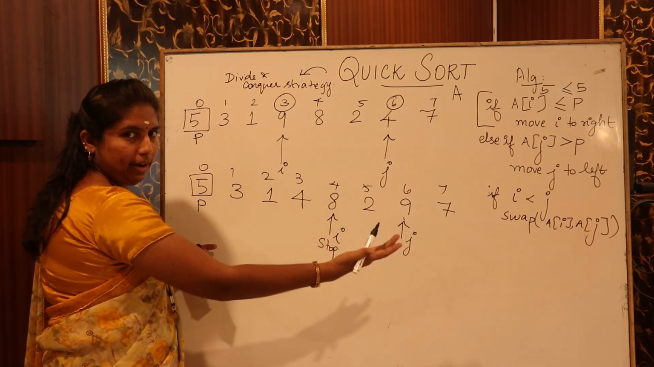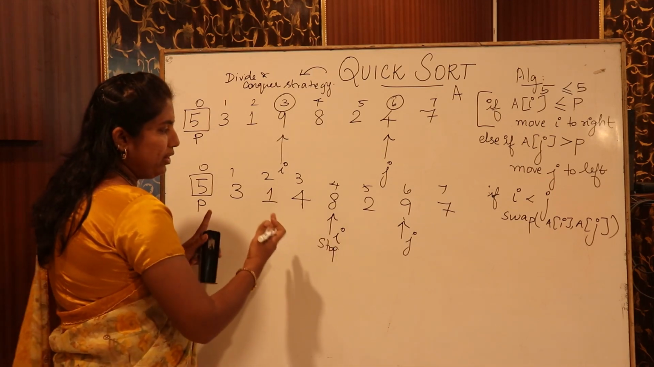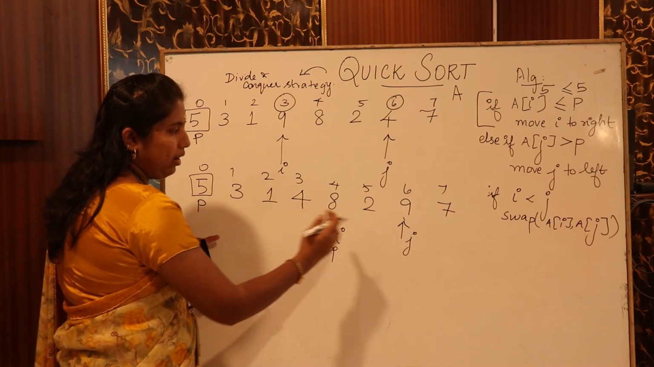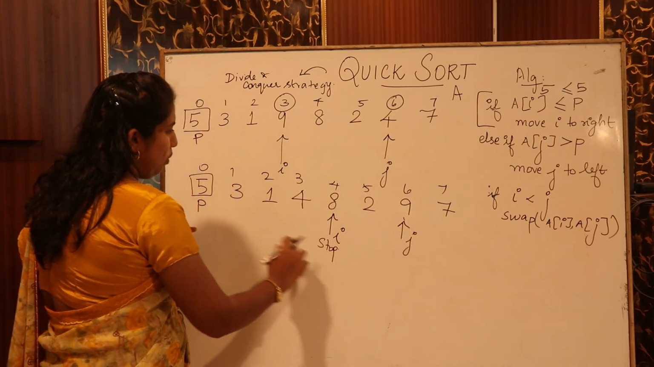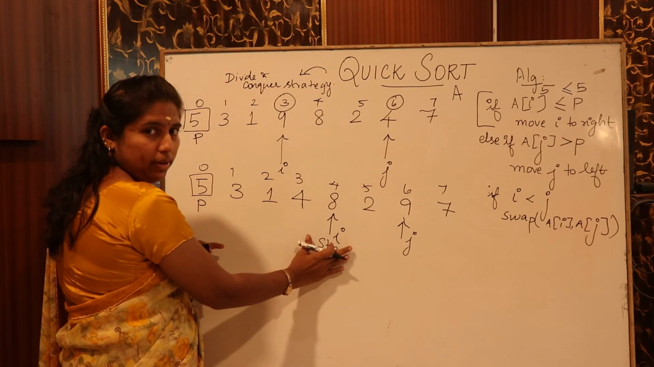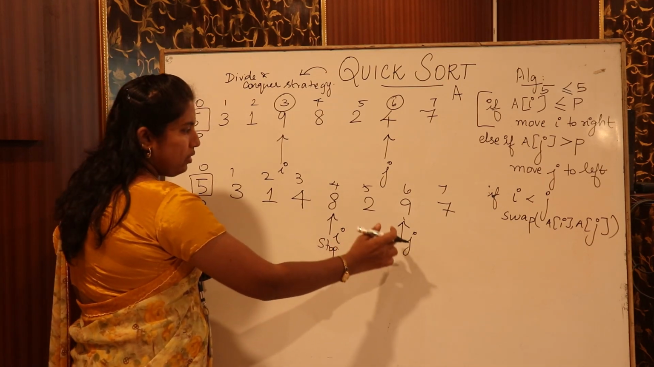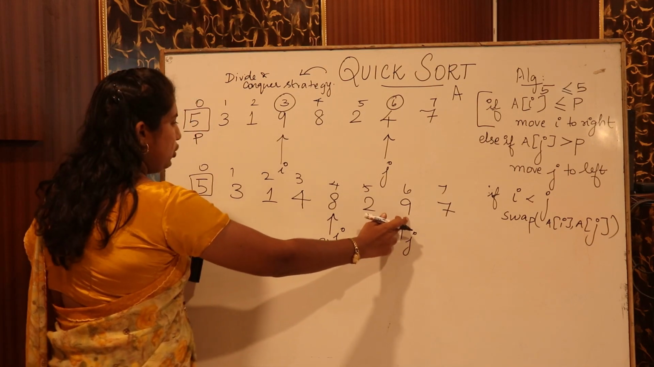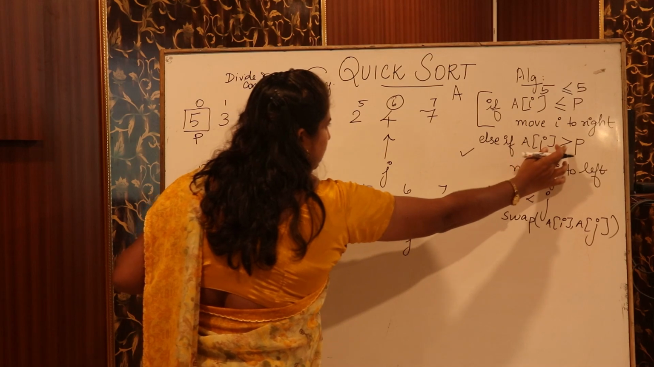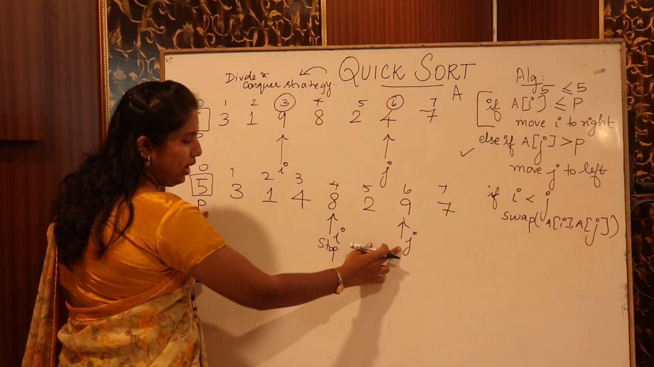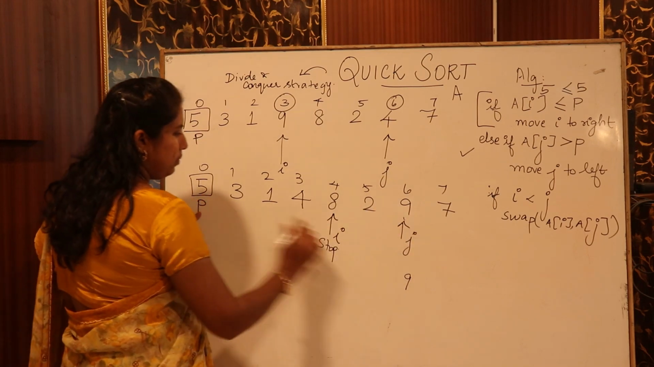Next, we will move from the right side onwards. So the main thing is that the ith pointer will be moving from left to right and the jth pointer will be moving from right to left. So we have stopped the I pointer here now. So we will be moving this j pointer now. Again we will be checking this condition. If a of j is greater than pivot, what is my a of j? It is 9. It is greater than pivot.